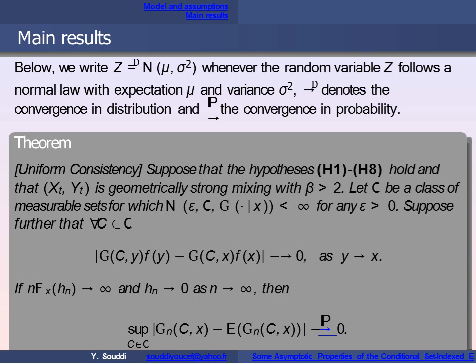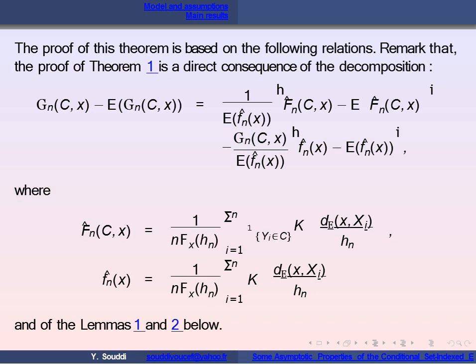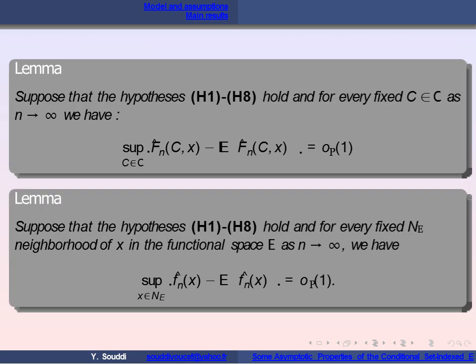So our main result is the uniform consistency. Suppose that hypotheses H1 to H8 hold and that (X_t, Y_t) is geometrically strongly mixing. Then the supremum of our process converges to 0 in probability. To prove our result we need this decomposition, where the distribution function is defined by this formula and the density function by this formula. Our first lemma: the distribution function converges to 0 in probability, and the density converges to 0 in probability.